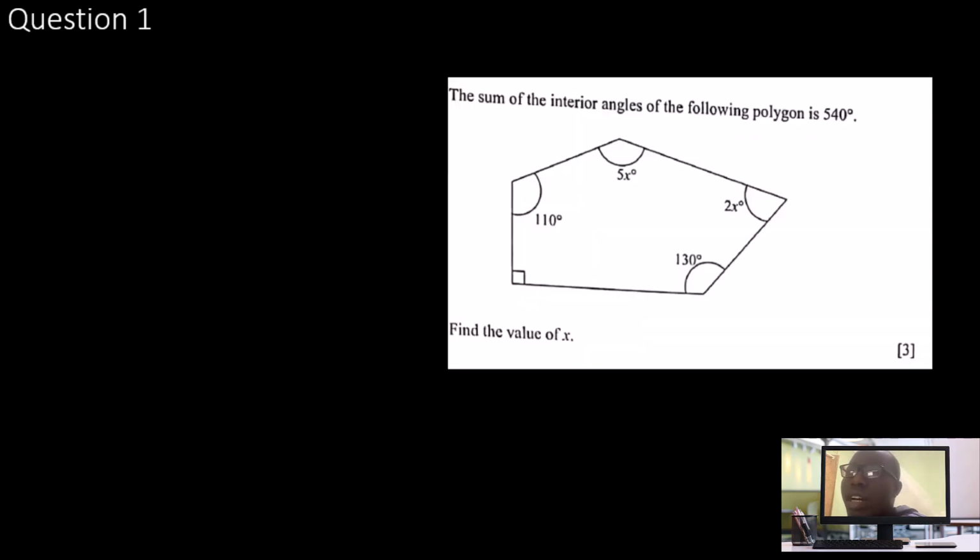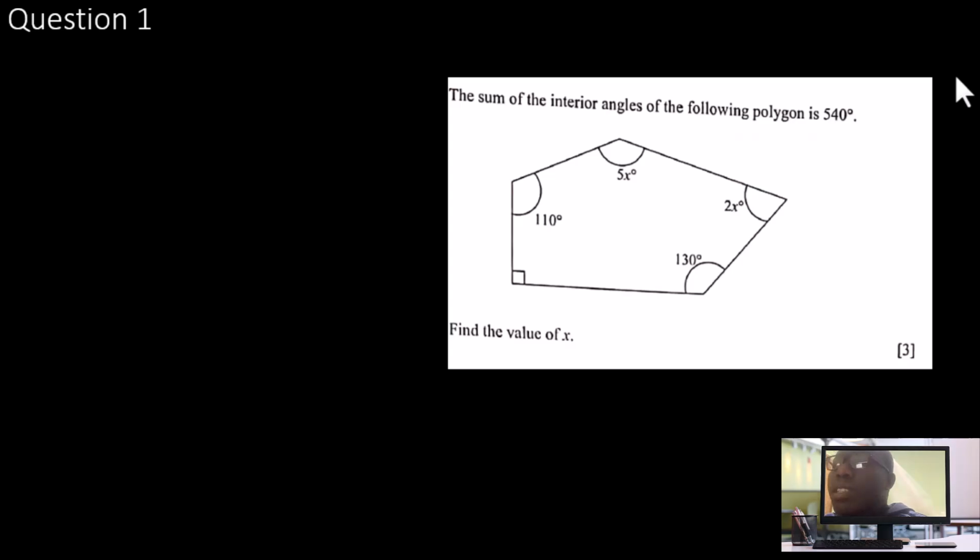So basically, in today's lesson, we're going to look at some of the questions on polygons on the test that we did. Our first question says the sum of the interior angles of the following polygon is 540. Find the value of x.